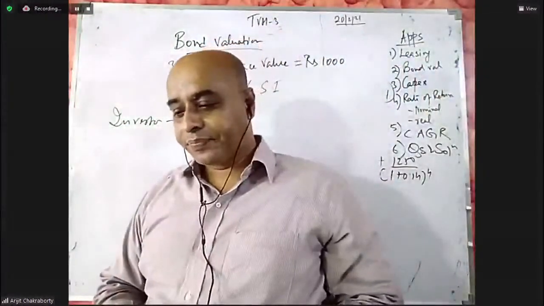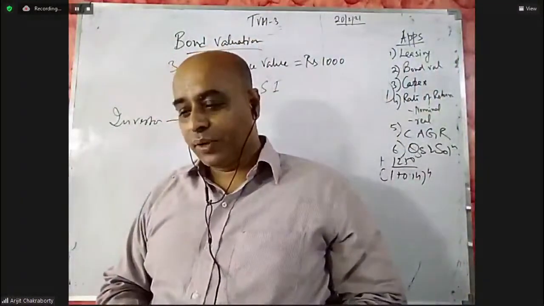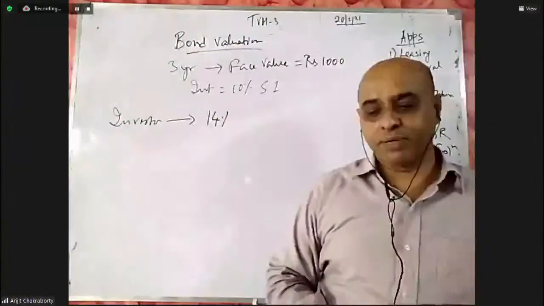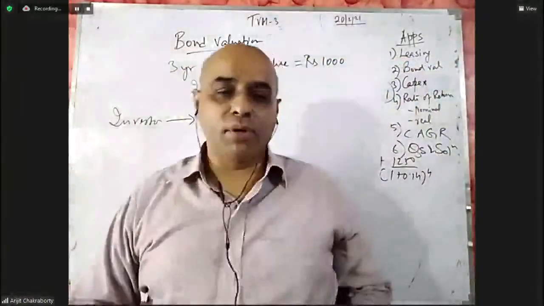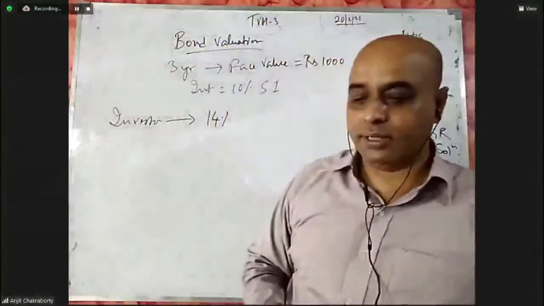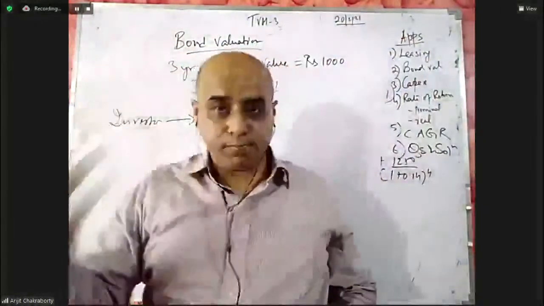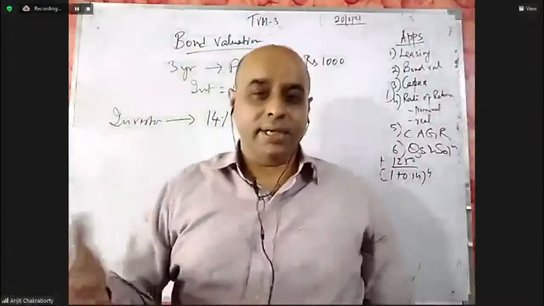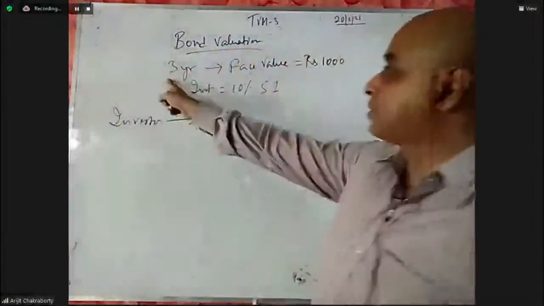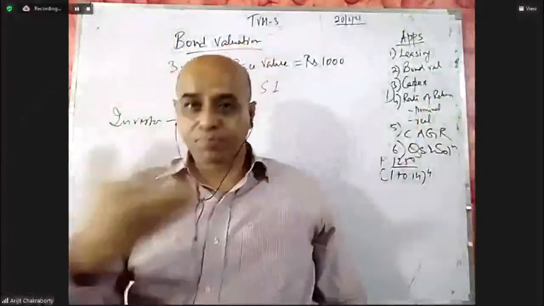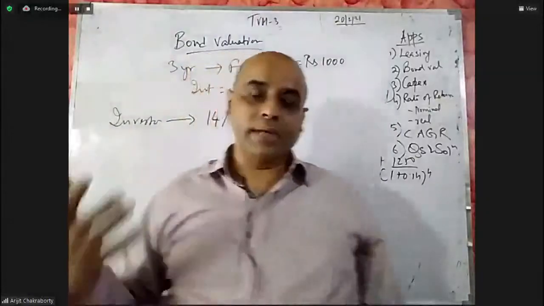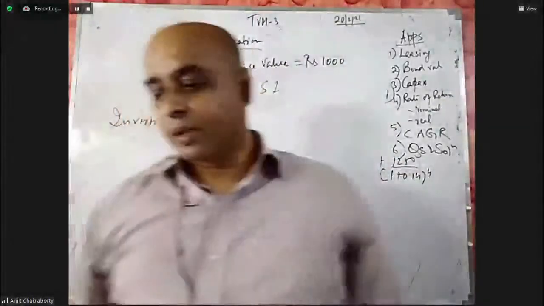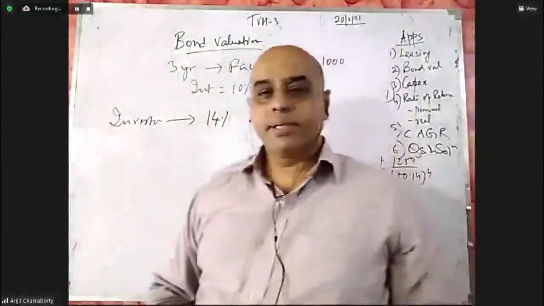Then what is the maximum price he should pay for the bond? At what price should the bond be purchased, so that if it matures at par, that means, as I said, at the end of 3 years, if 1,000 rupees is refunded back, then what is the price at which the bond should be bought?